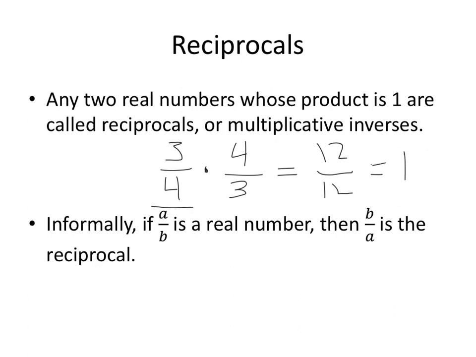So we know that these two are reciprocals because their product is 1. Informally, if A over B is a real number, then B over A is the reciprocal. This ends the first lecture.